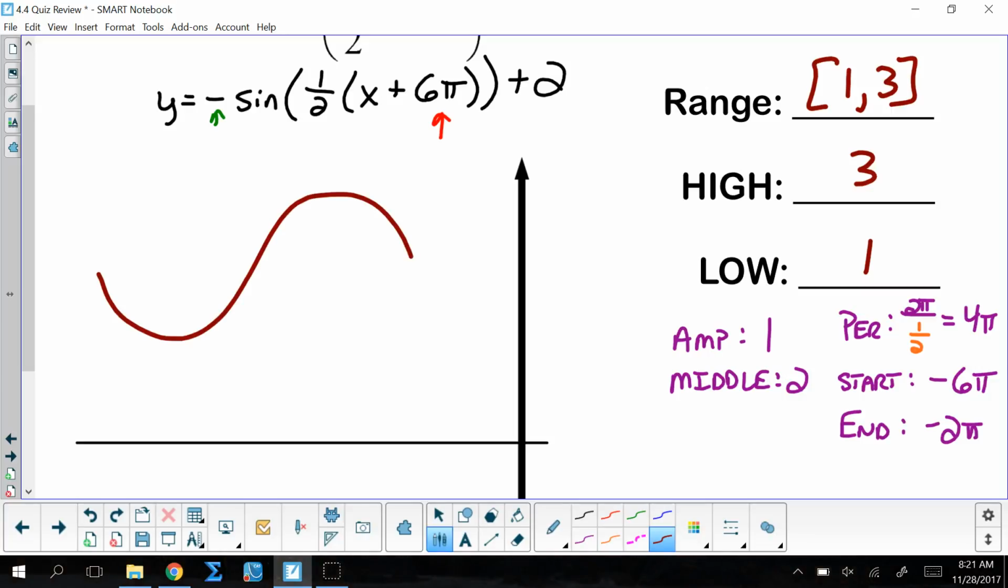Wouldn't the amplitude be -1? No. Nope. Amplitude's always positive. It's because of the distance. Okay? So here would be negative 6 pi. Here would be negative 2 pi. Halfway in between would be negative 4 pi. Halfway in between, negative 3 pi. Halfway in between, negative 5 pi. Vertically, 1, 2, and 3.